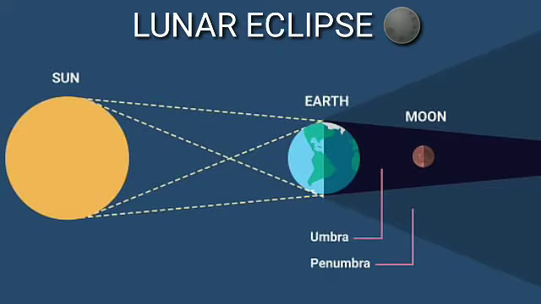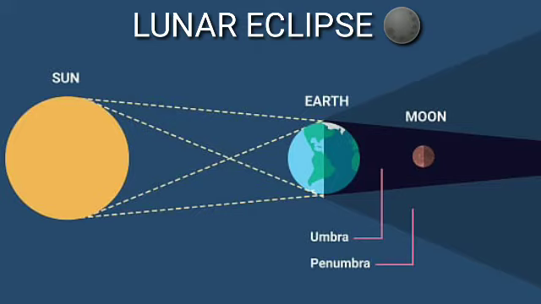Lunar eclipse. When the earth comes between the sun and the moon in space, the earth obstructs the sunlight. Thus, the shadow of the earth falls on the moon. This phenomena is called a lunar eclipse. When the shadow of the earth is cast on the whole moon, the eclipse is called total lunar eclipse. If a part of the moon comes in the shadow of the earth, the eclipse is called partial lunar eclipse.